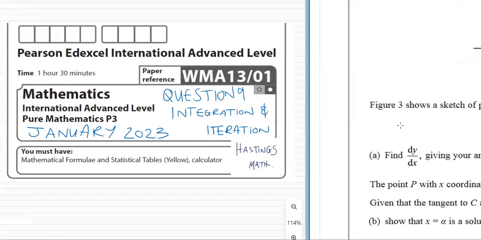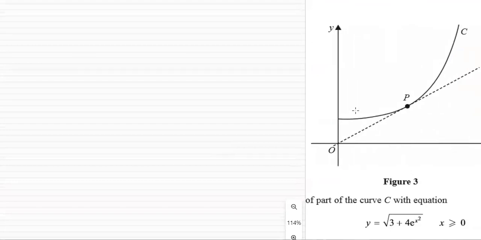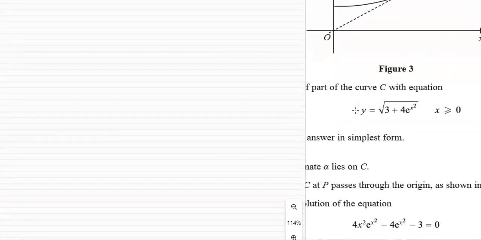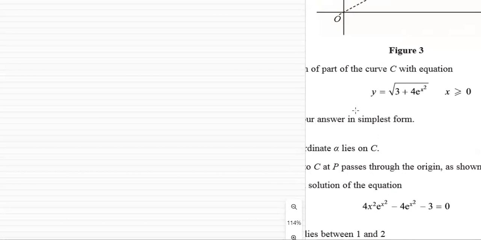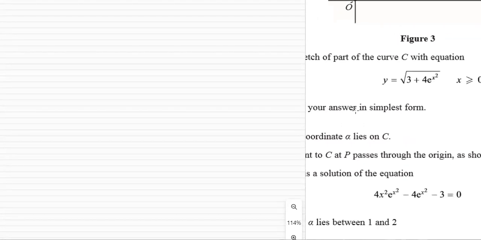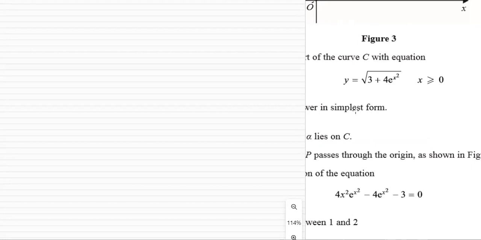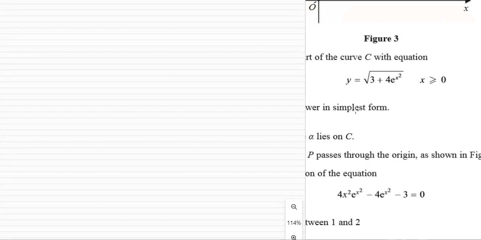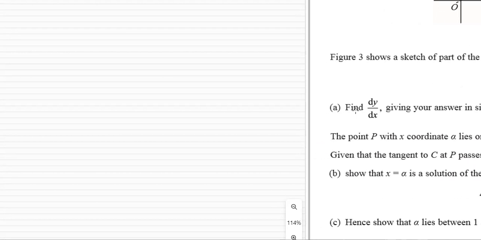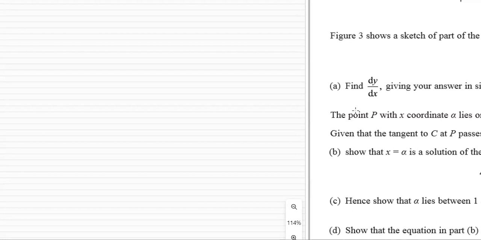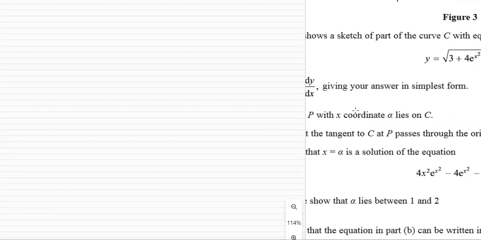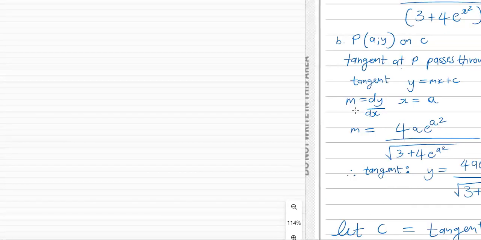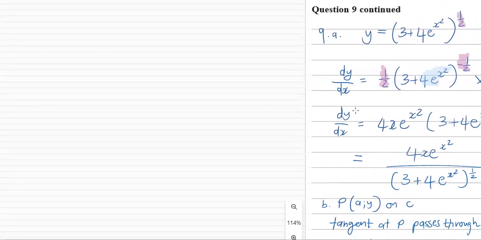Let's take a look. Question 9 has this little sketch and it gives you a curve equation. It says that x has to be larger than or equal to 0. Just always try and come back and check those sorts of things at the end, to make sure that there wasn't some reason for that. For now, though, nothing to worry about. So the first question says find dy dx and give your answer in its simplest form.